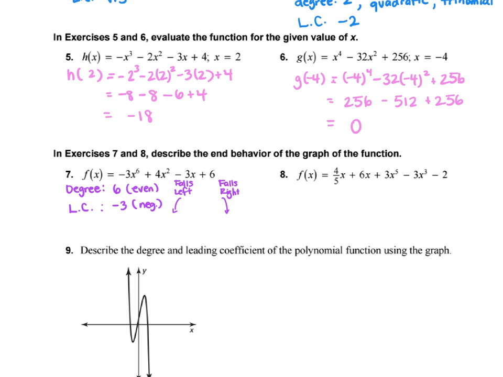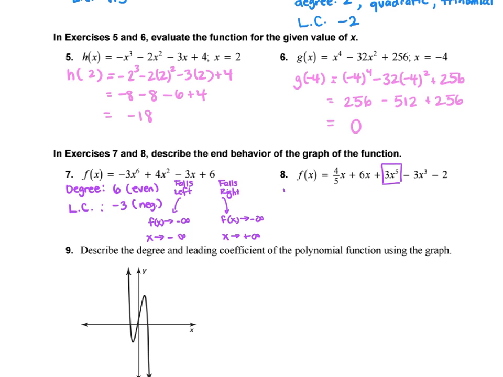or you can write it symbolically. F of x approaches negative infinity on both sides. Both tail ends go down. And we're on the left side, so as x approaches negative infinity, and on the right side as x approaches positive infinity. Okay? All right. Number 8, not in standard form. So I'm going to look for the term with the biggest exponent, and that happens to be right in here. All right, so that term is going to determine the end behavior of the function.